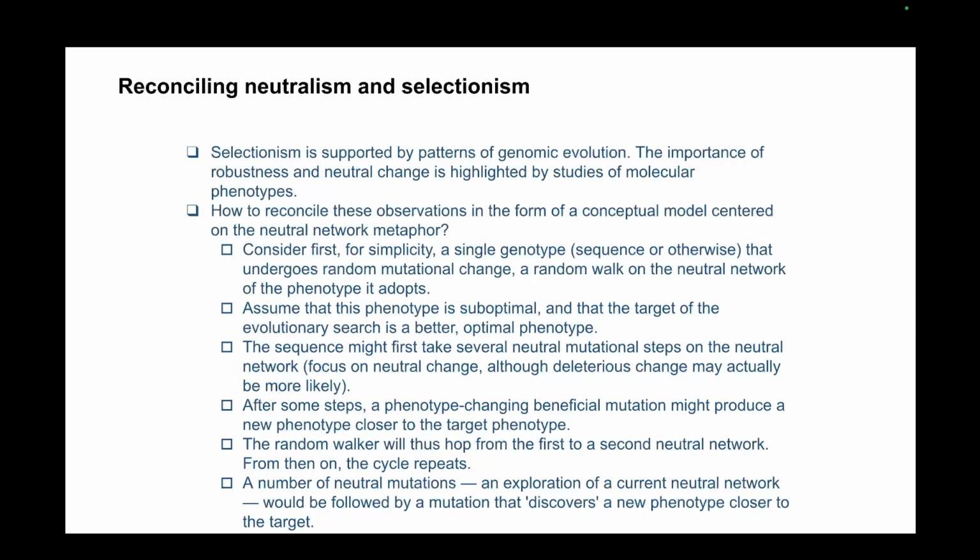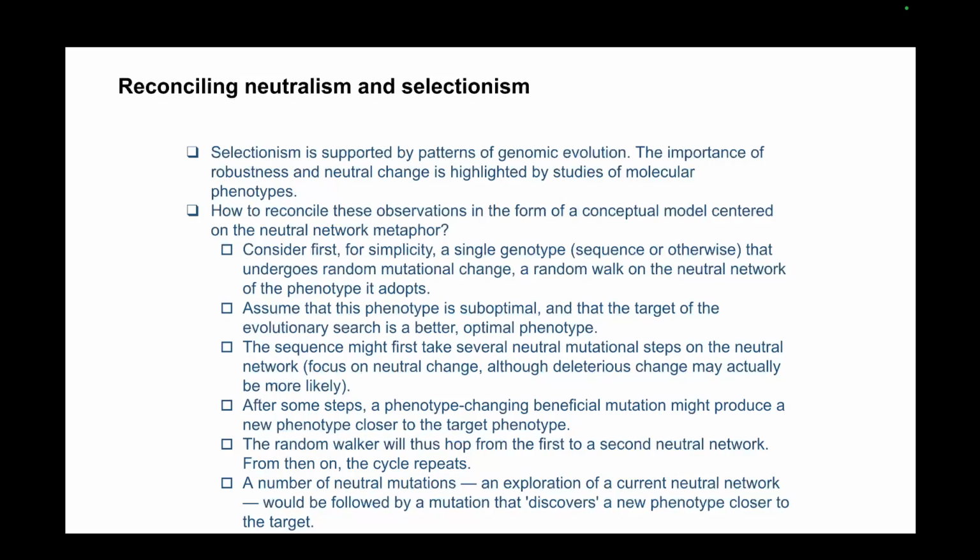How do you reconcile these observations in the form of a conceptual model centered around the neutral network metaphor? So you have the selection, you have your robustness. Now you need to build a model to show how both of these co-work and how different variations are brought about.